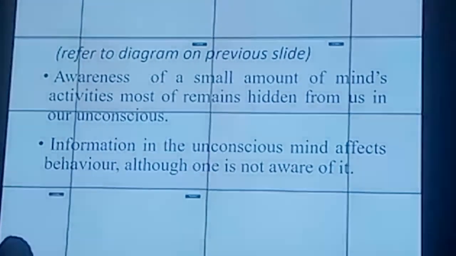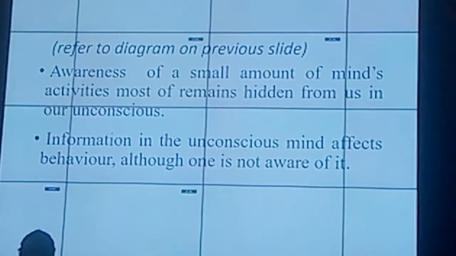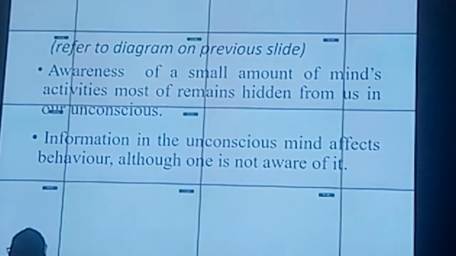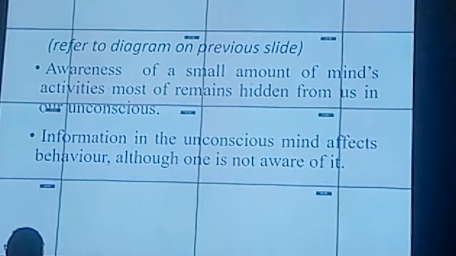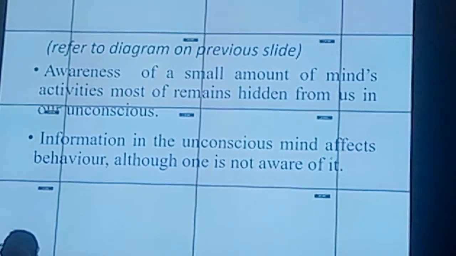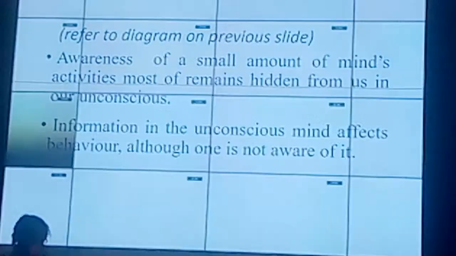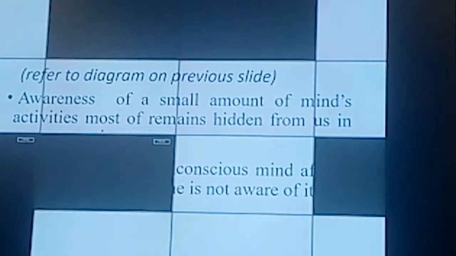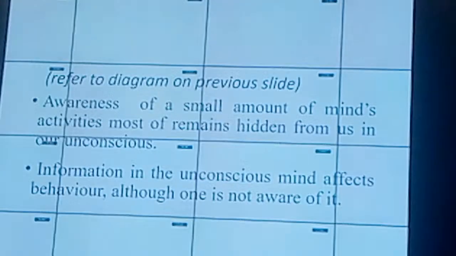So information in the unconscious mind affects behavior, although one is not aware of it. It affects what? Behavior. You may behave differently and say, oh, it was a slip of the mind. Why? Because something was in the unconscious and you haven't faced it. Then it will come when you are not even expecting. You've talked about slips of the tongue. Those are the things that we hide afterwards. Then all of a sudden it's just, oh, I didn't mean that. Right?